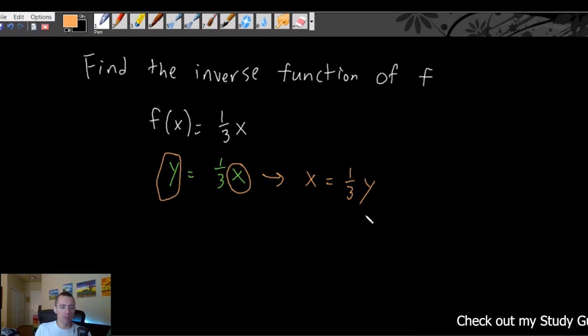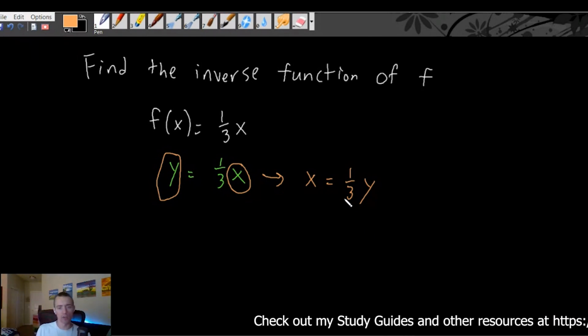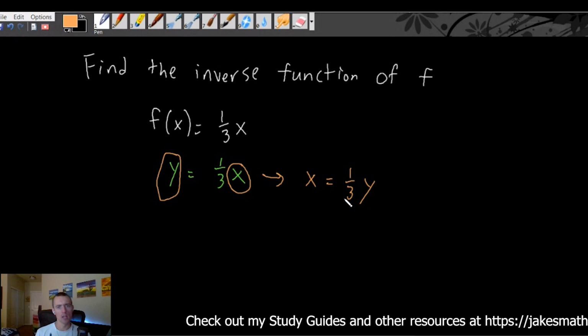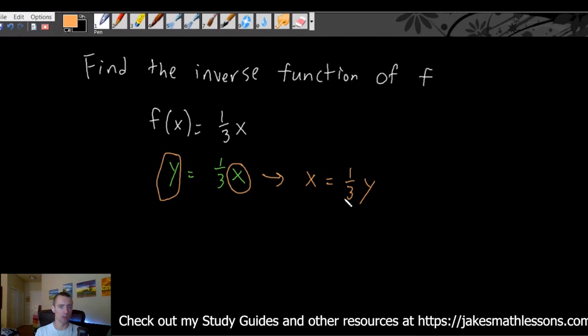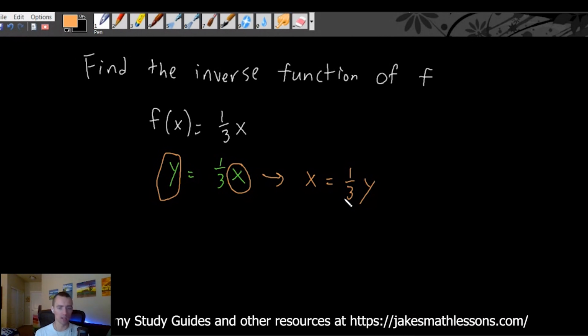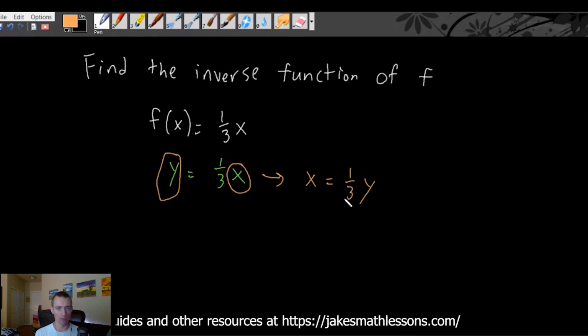Once you've done that, what you want to do is then solve for y. Once you've switched your x's and your y's, you're going to figure out how to manipulate that function so that you can get the y all by itself and then have some new function of x, which would represent the inverse of the original function.